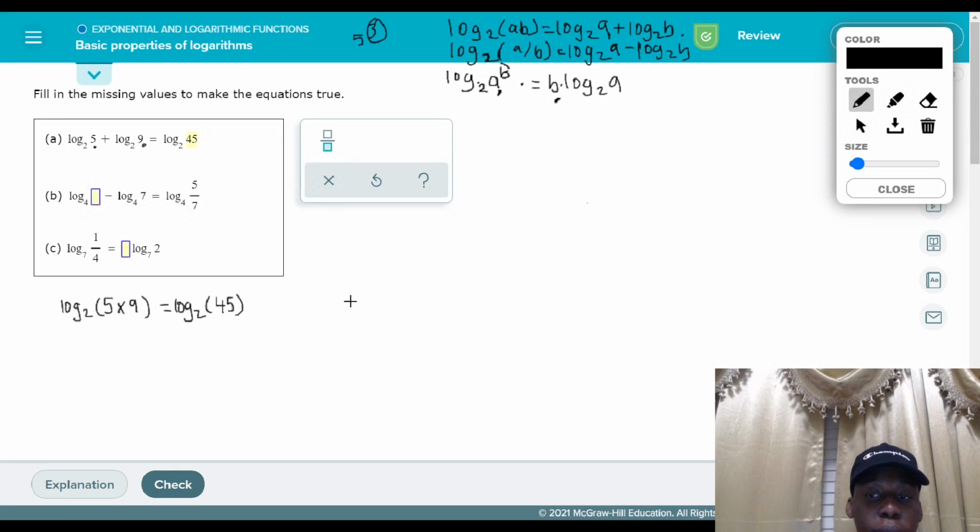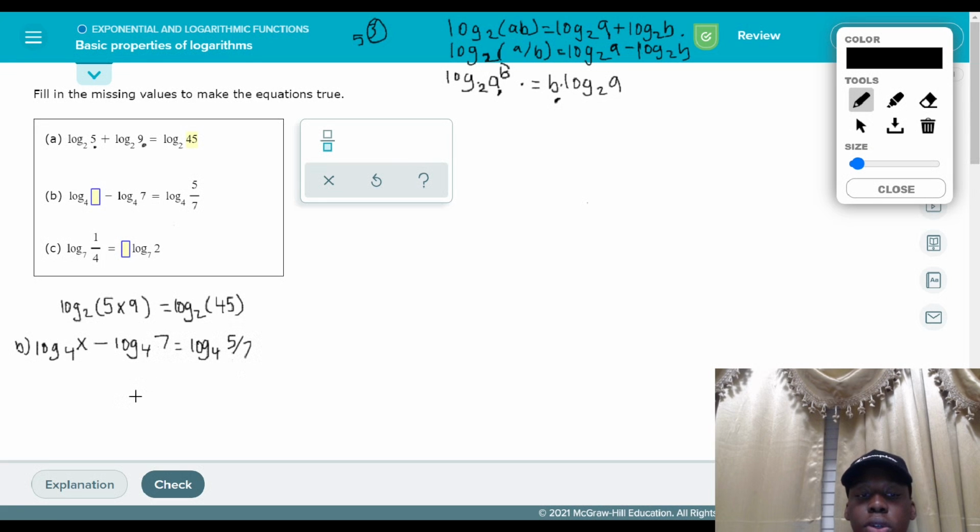The next question has to do with a minus. When we're minusing, we have to divide the a's and the b's. We are aware of that. So let's look at this. This is log 4. I want to put an x over the box that I'm finding, because we're looking for it, so we have to put a variable. So this is log 4 x minus log 4 7 equals log 4 5 divided by 7.